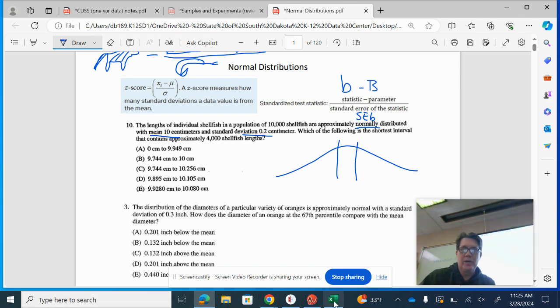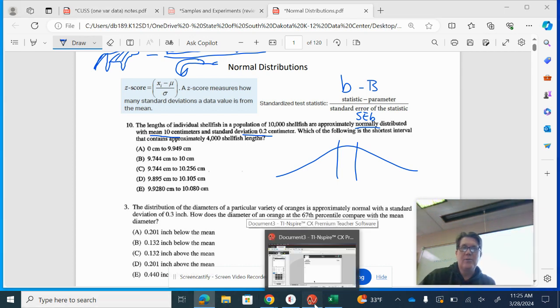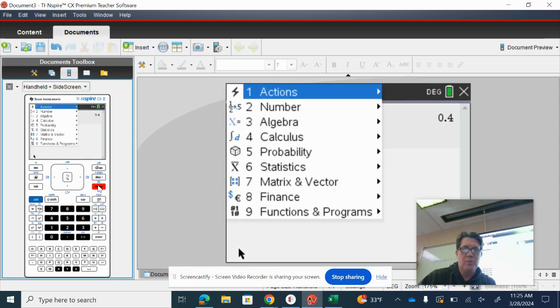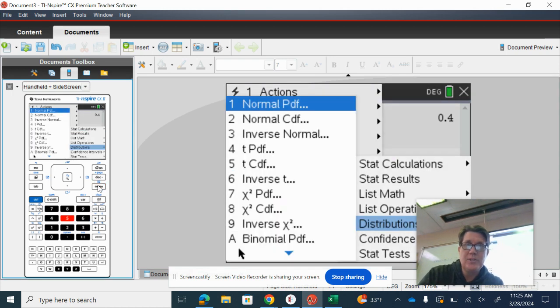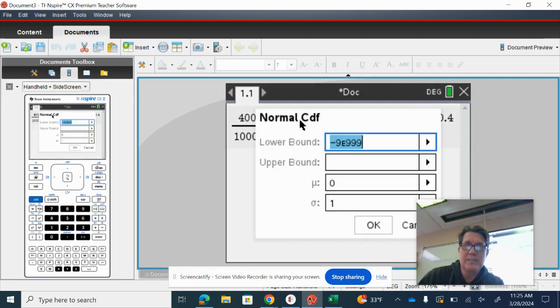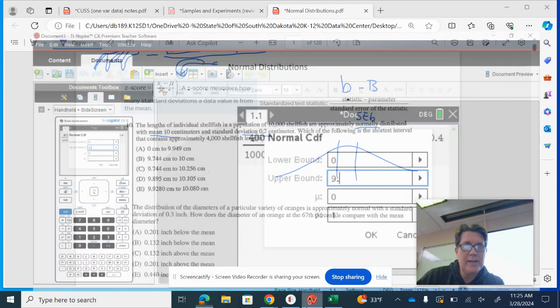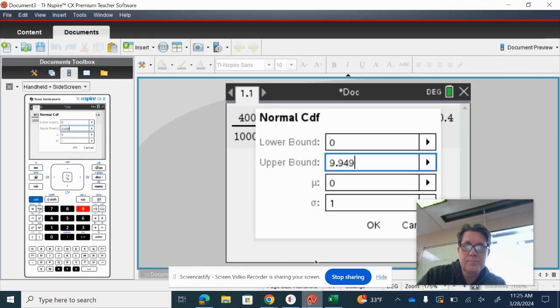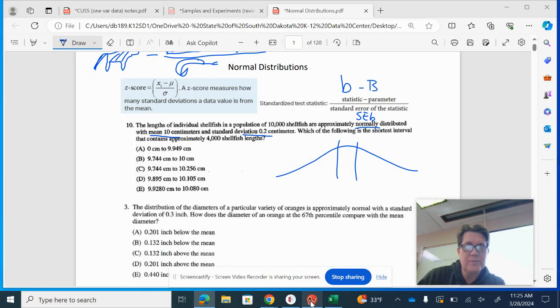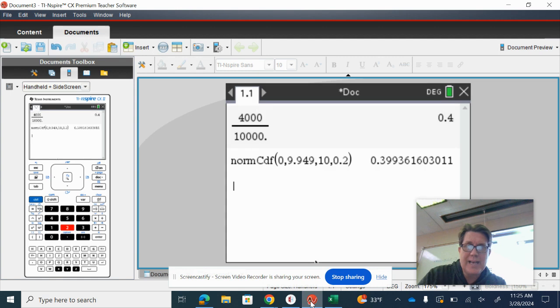Okay, so we are going to do this 0 to 9.949. So I'm going to go menu 6.5. I'm going to do a normal CDF. This is a question everybody should be able to get. And this one goes 0 to 9.949. And the mean is 10 with a standard deviation of 0.2. This actually gets us about 40%.